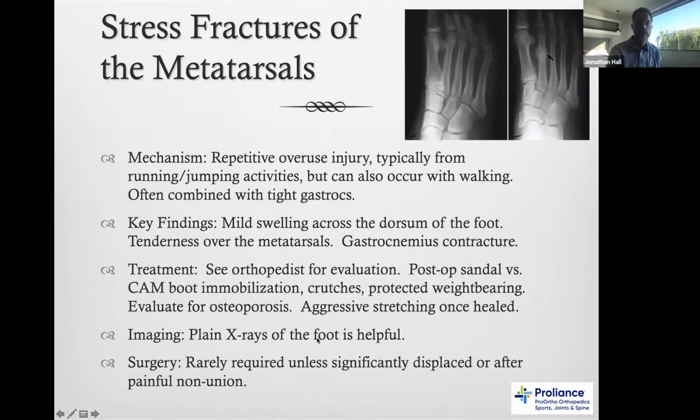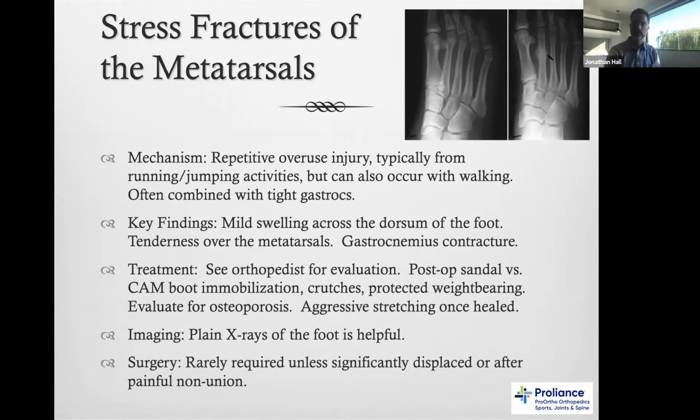Stress fractures are something that's quite common. It happens in runners quite a bit. The metatarsals are really common to get a stress fracture. Usually it's because of the tightness of your calf muscle, running surfaces, things of that nature where you have, like I talked about, that ground reactive force.